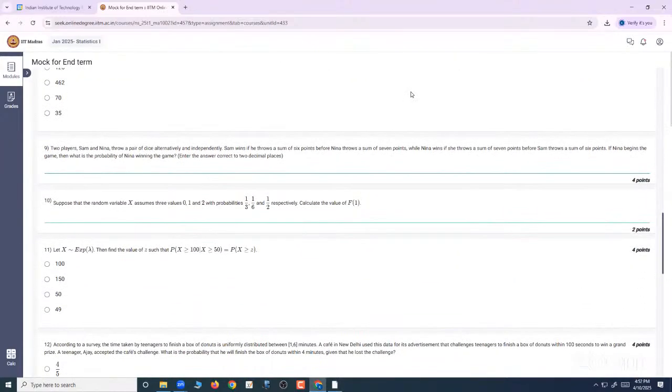Okay. Now, 2 players, Sam and Nina, throw a pair of dice alternately and independently. Sam wins if he throws a sum of 6 points before Nina throws a sum of 7 points. Nina wins if she throws a sum of 7 points before Sam. If Nina begins the game, what is the probability of Nina winning the game? So you have to calculate the probability of Nina winning the game.